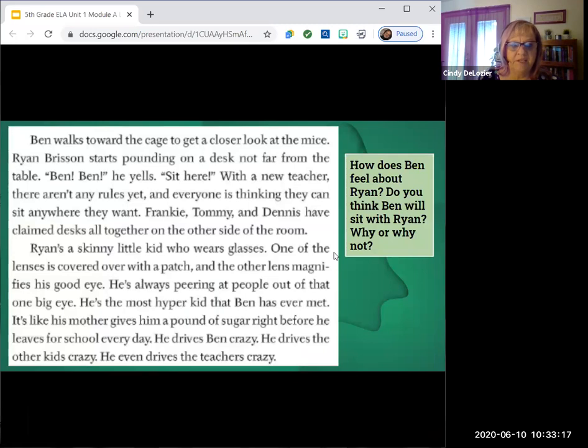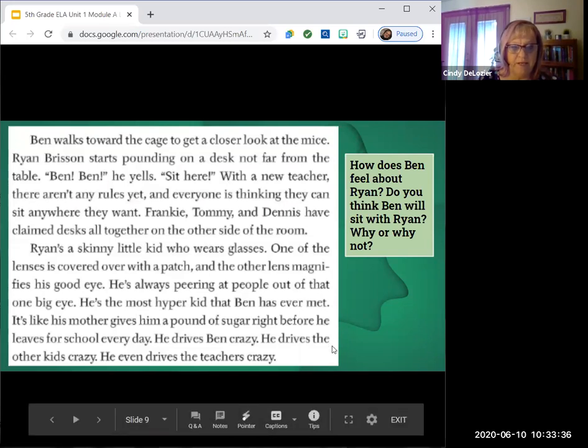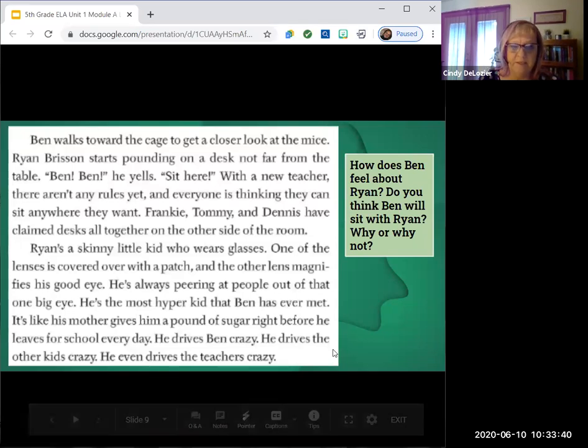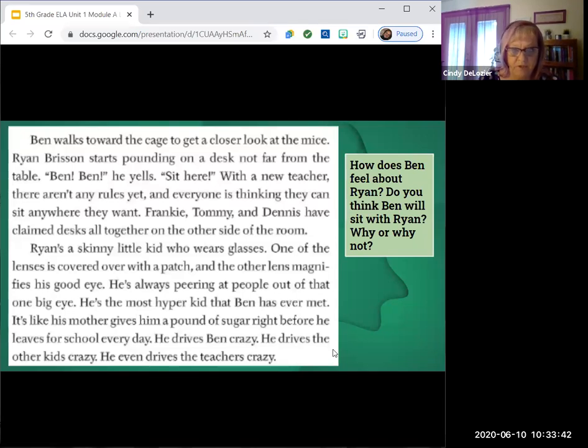Ryan's a skinny little kid who wears glasses. One of the lenses is covered with a patch, and the other lens magnifies his good eye. He's always peering at people out of that one big eye. He's the most hyper kid that Ben has ever met. It's like his mother gives him a pound of sugar right before he leaves for school every day. He drives Ben crazy. He drives the other kids crazy. He even drives the teacher crazy.